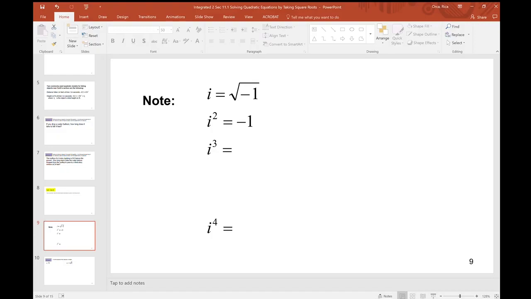An imaginary number is a number that doesn't fall on a real number line. We use the letter i to represent an imaginary number. i equals the square root of -1. Furthermore, i squared is equal to -1.